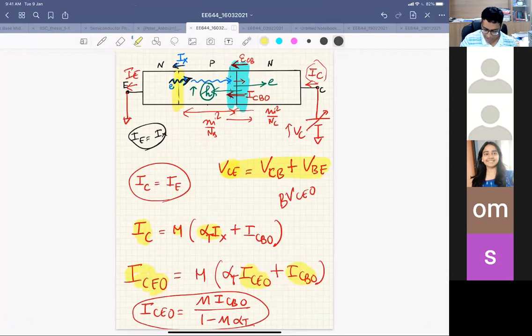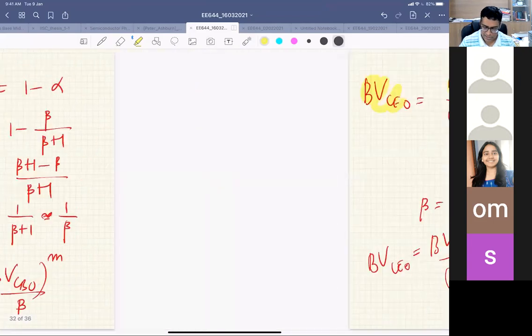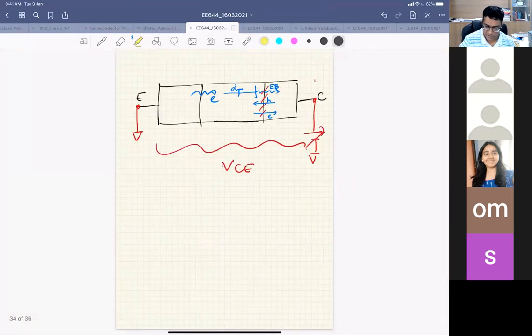So my IC will be alpha T times IE, because alpha T of those electrons reach the collector-base junction, plus ICBO. Then they will be multiplied, because this is a reverse biased junction. So IC will be M times alpha T times IE plus ICBO, right?